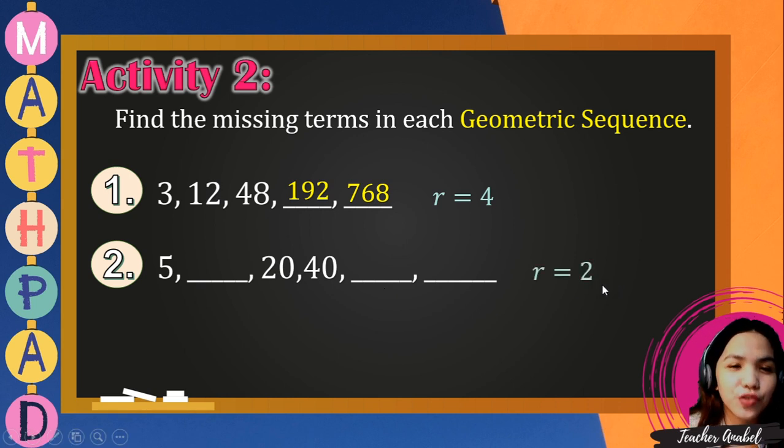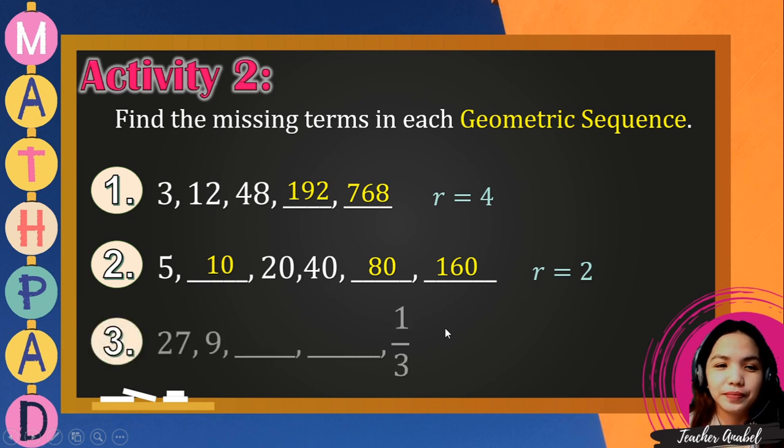Correct, that is equal to 2 because 40 divided by 20 is 2. Now we can find the second term by multiplying 5 and 2. So 5 times 2 is 10, times 2 is 20, times 2 is 40, times 2 is 80, times 2 is 160. Third, 27, 9, and then we have 2 missing terms and then 1/3.